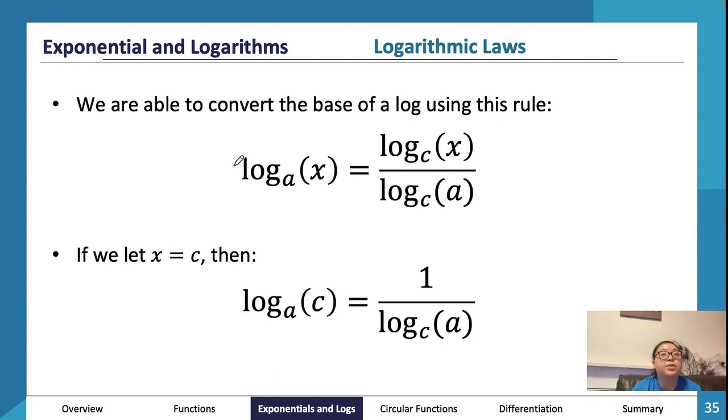Cool. So this is the main change of base law. How I like to think of it is the a goes at the bottom, the x goes at the top, and then you just put whatever base you want here. So it's kind of like log_a x over log_a a. And then if we wanted to flip which one was over which, all we have to do is change it to 1 over that.